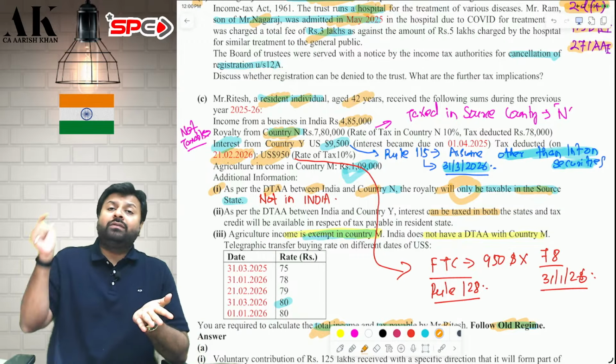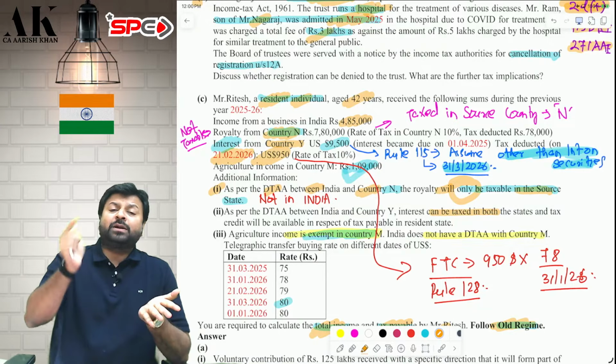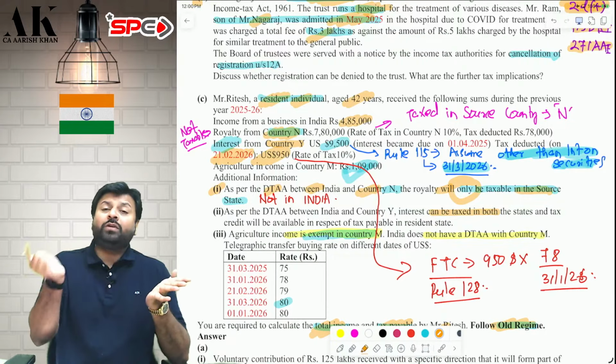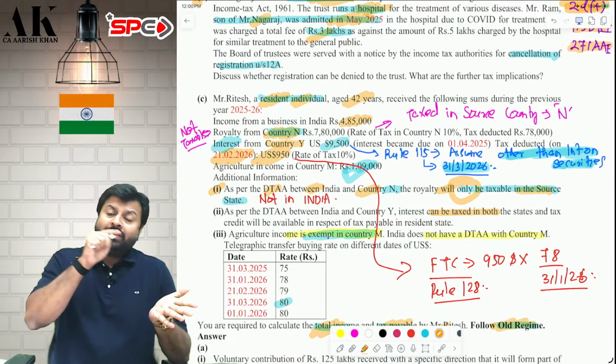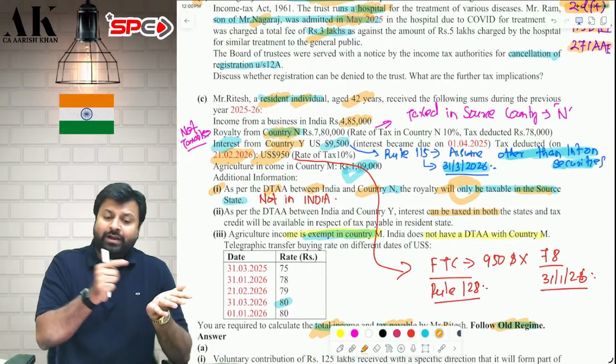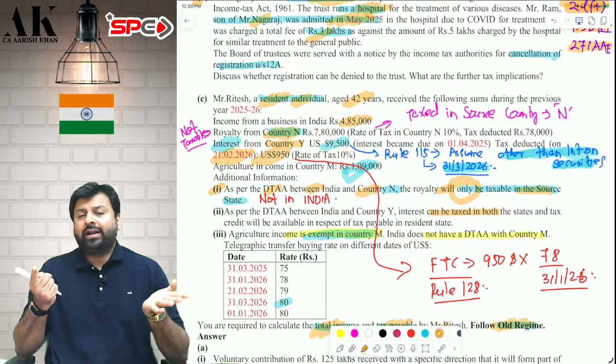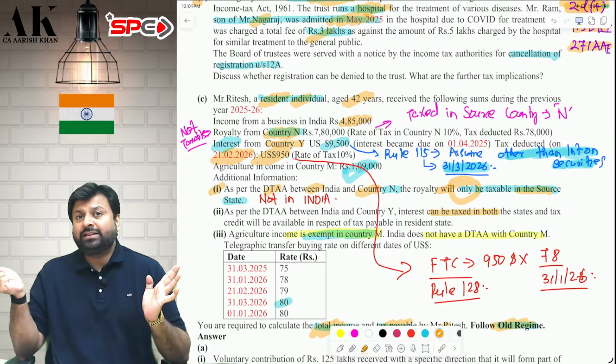So you will now convert this tax into rupees as per Rule 128. So always remember, to convert tax, Rule 128 is there. To convert income, Rule 115 is there. Now we are converting tax. So you will apply Rule 128 on $950 which you have paid in country Y. At what rate? Rule 128 says the last month TTBR.